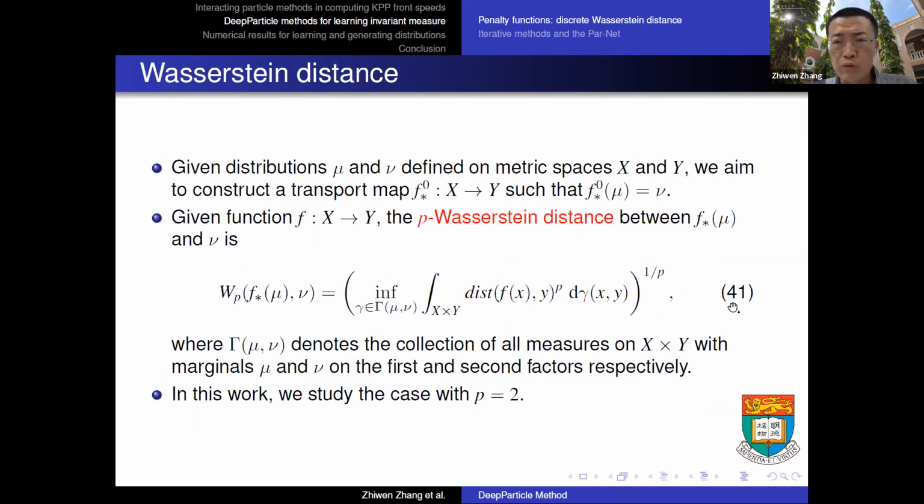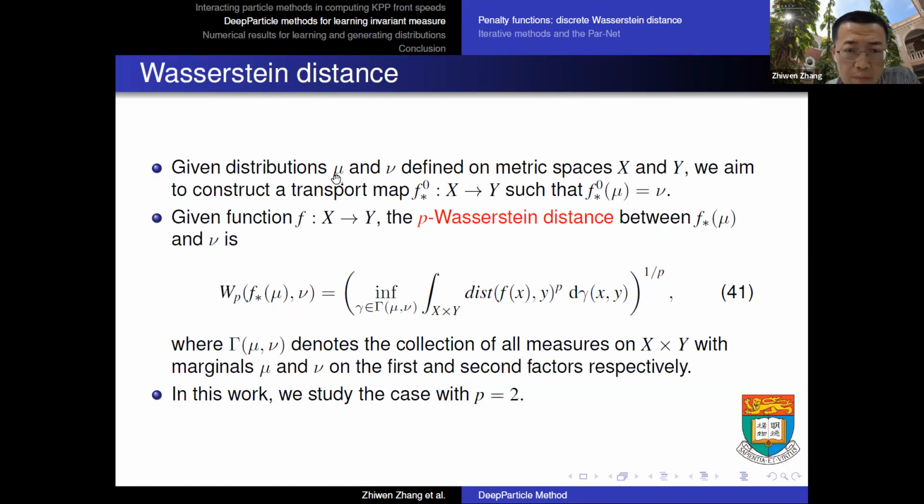All right, then let me move to the DeepParticle part. This part will be much easier to understand. To train the network, we need a loss function. Here we study these distributions, so a very natural idea is the Wasserstein distance. Definitely we can study KL divergence or Hellinger distance or other types of distance for distributions, but in the first step, we consider the Wasserstein distance.